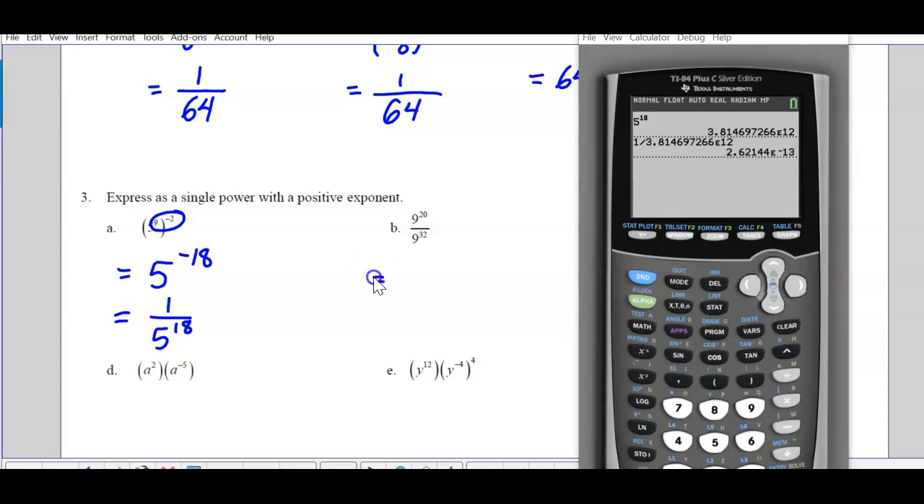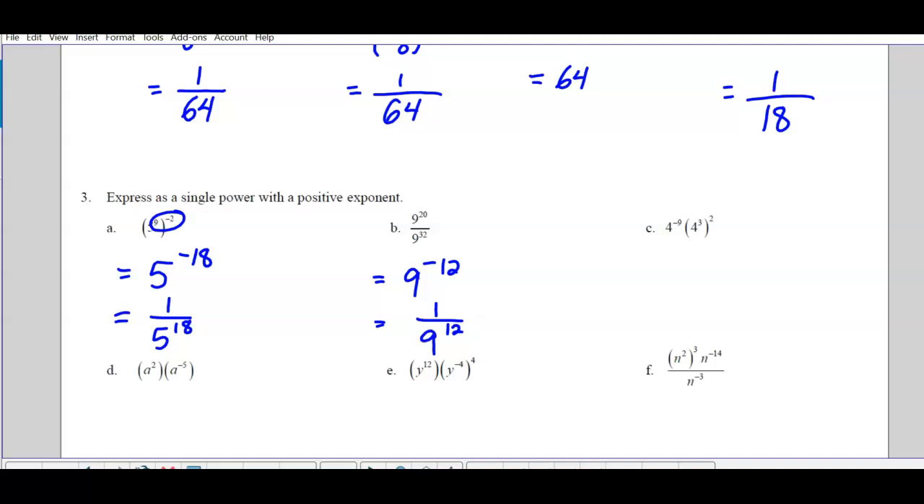Next one, you're dividing powers of the same base, so keep the exponent the same. And then 20 subtract 32 is negative 12. Remember, you're subtracting the exponent when you're dividing powers. Okay? So that's a single power. And then with a positive exponent, it's 1 over 9 to the 12.